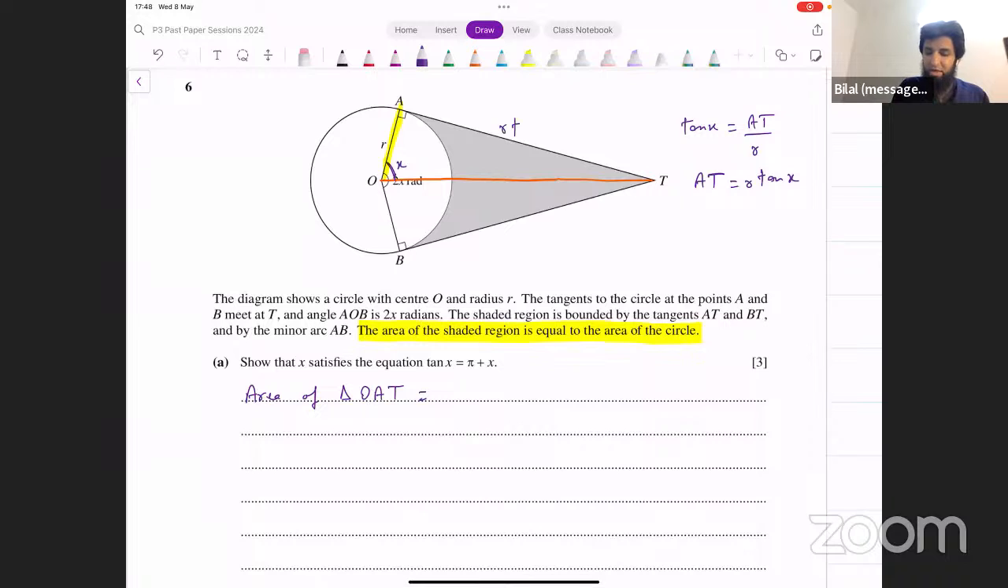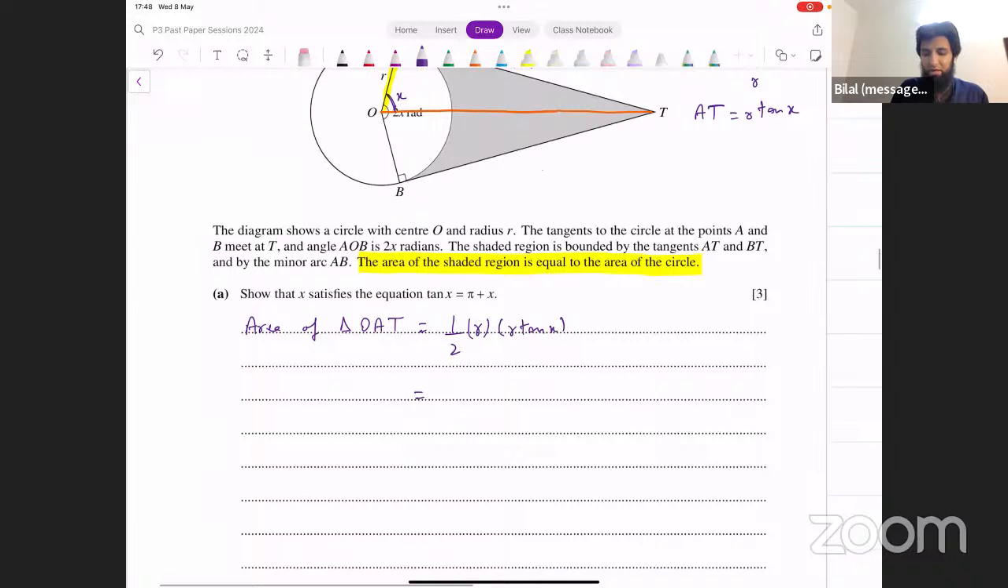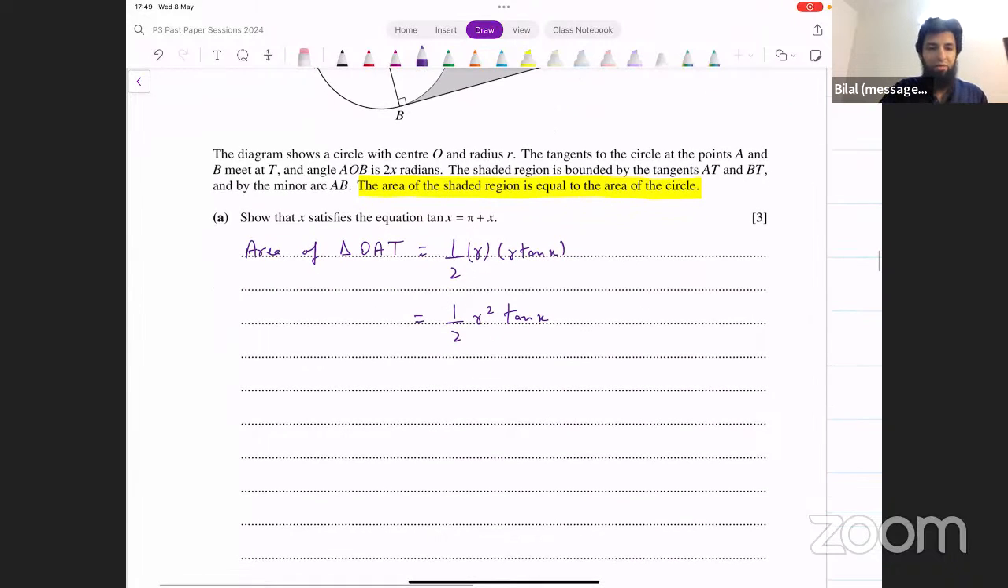That's the length AT. So can we find the area of this triangle now? Because we know this length is r tan x, it's going to be half into base into height. So that's half into r into r tan x. What do we get from that? Half r squared tan of x. This is the area of the triangle. Now, once we know the area of the triangle, we can also find the area of the whole kite. Just multiply this by 2. That will be r squared tan x.